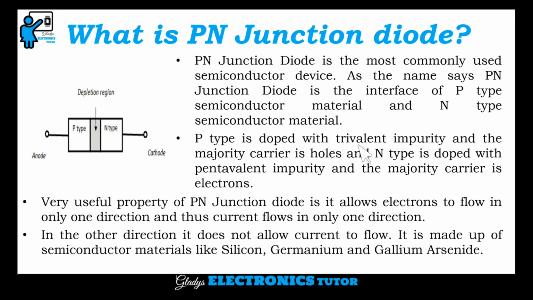P-type is doped with trivalent impurity and the majority carriers are holes, and N-type is doped with pentavalent impurity and the majority carrier is electrons. A very useful property of PN junction diode is that it allows electrons to flow in only one direction, and thus current flows only in one direction. In the other direction, it does not allow current to flow. It is made up of semiconductor materials like silicon, germanium and gallium arsenide.